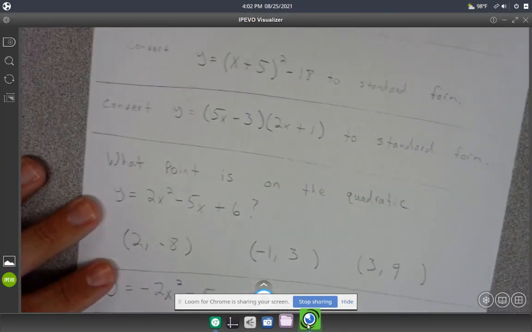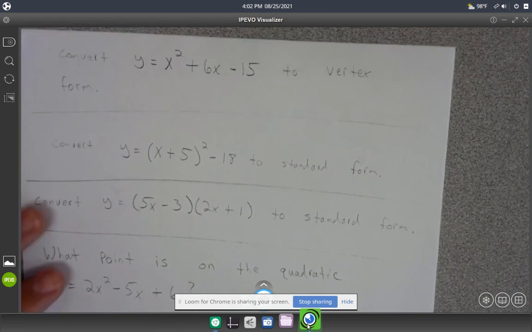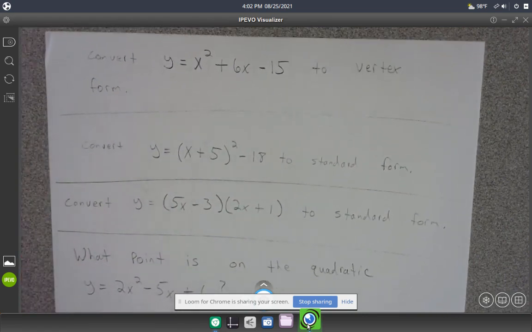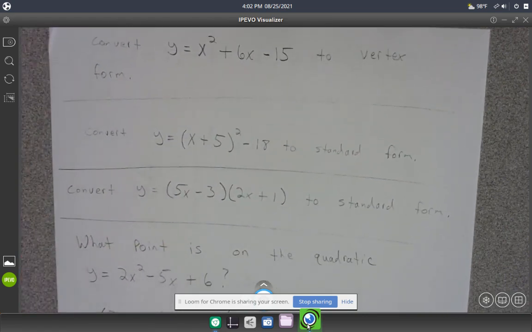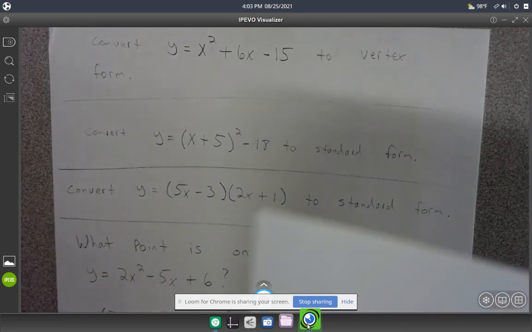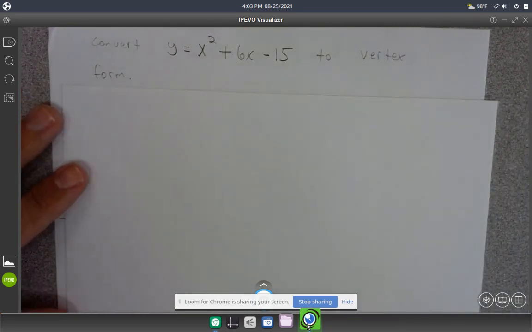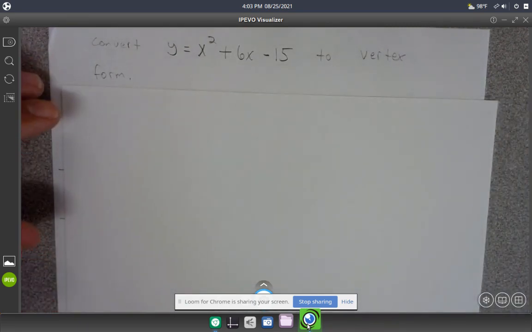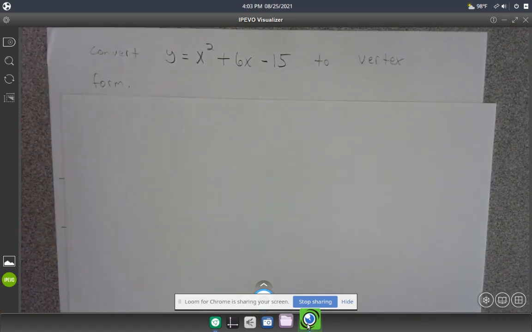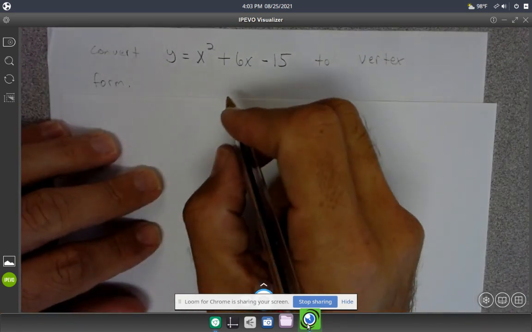So this time we're going to look at some of the quadratic reviewing stuff, and here we're able to use the graphing calculators if you want to. So for number 9, we're going to convert this to vertex form. There are 2 ways to convert it to vertex form. I'm just going to refresh you on how to do it by using completing the square.